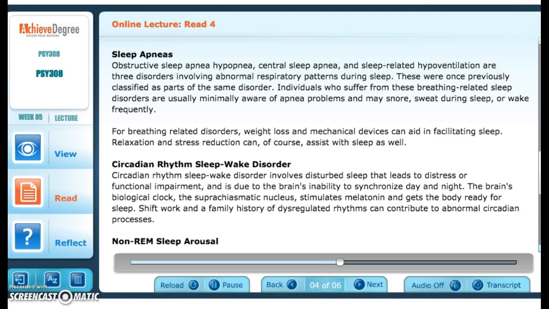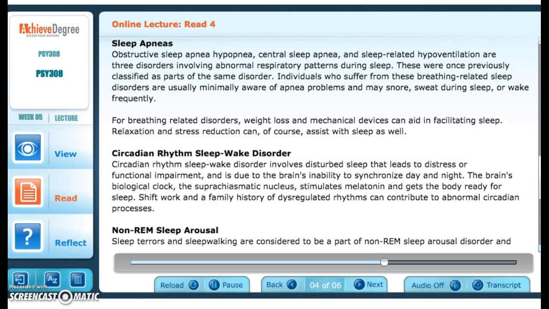Individuals who suffer from these breathing-related sleep disorders are usually minimally aware of apnea problems and may snore, sweat during sleep, or wake frequently. For breathing-related disorders, weight loss and mechanical devices can aid in facilitating sleep. Relaxation and stress reduction can, of course, assist with sleep as well.